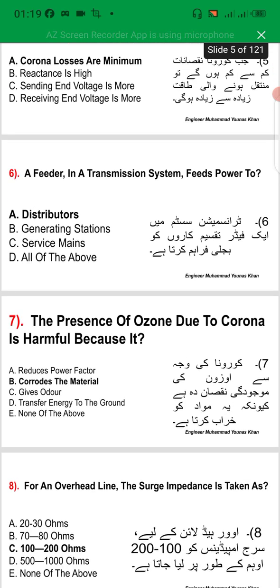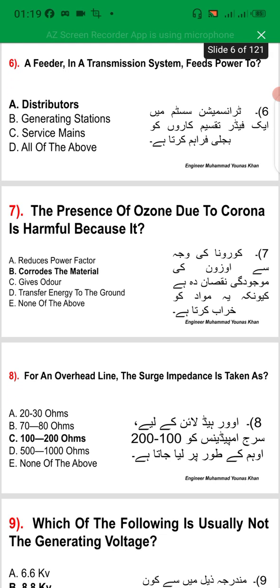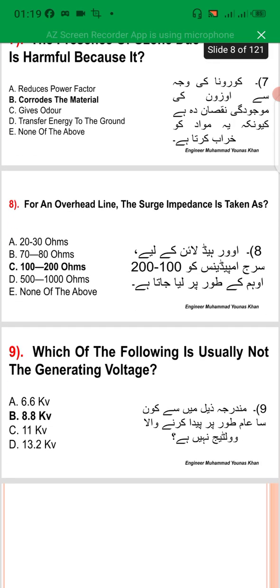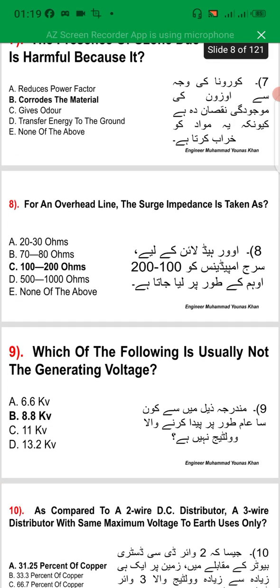A feeder in a transmission system feeds power to distributors. The presence of ozone due to corona is harmful because it corrodes the material. For an overhead line, the surge impedance is taken as 200 ohm.